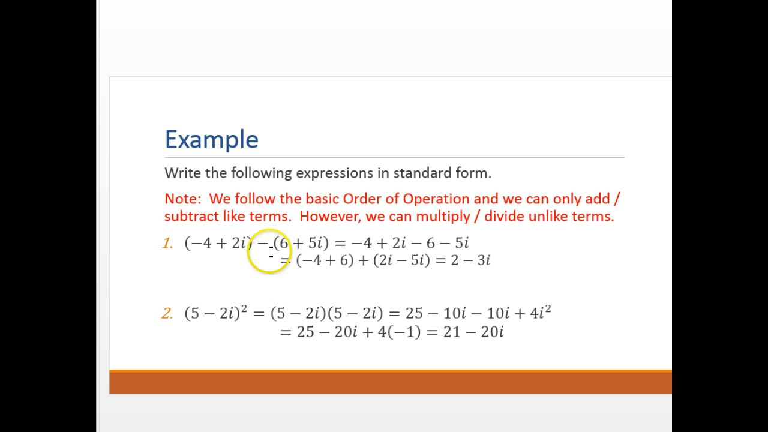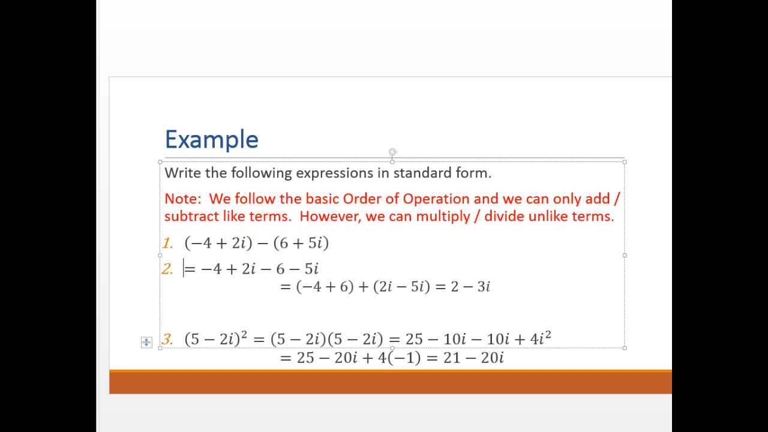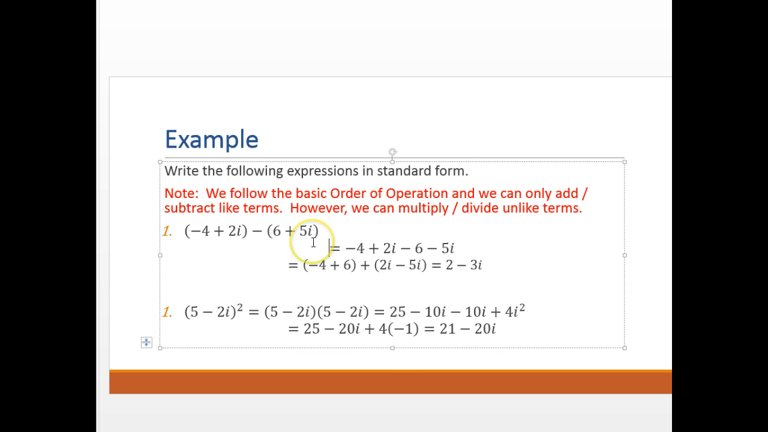So if we have negative 4 plus 2i minus the quantity 6 plus 5i, what I'm going to do is drop my parentheses on my first one. So negative 4 plus 2i minus 6 minus 5i, by distributing the negative sign into each one of these. Now I'm going to group. I'm going to group my real terms, the negative 4 plus the 6. And then I'm going to group my imaginary terms, the 2i minus 5i.